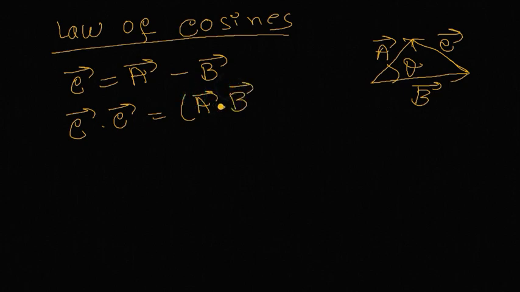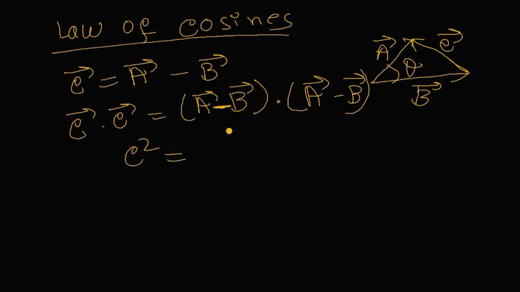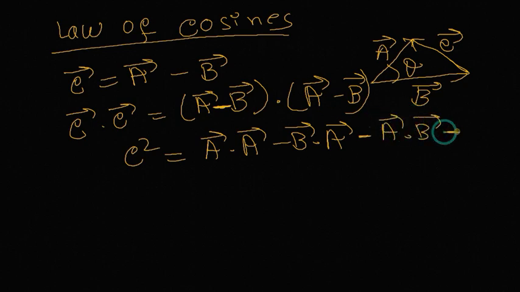If we take the dot product on both sides, then we get C dot C, C square, equals A dot A minus B dot A minus A dot B plus B dot B.